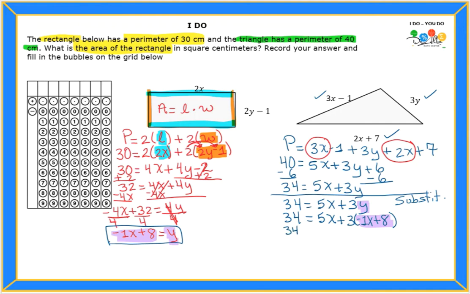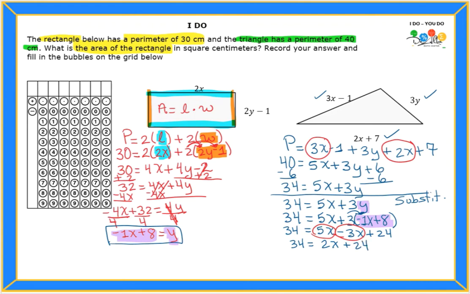So I still have the 34, and I'm still going to have the 5x. Now I need to do distributive property, and that gives me a minus 3x plus 24. Okay? So what I need to do now is combine like terms. Notice how now I have only my x's. There's no more y. And that's the whole idea of a substitution. You want to make sure that your equation is going to be in terms of only one variable, not two. Okay? So my next step is going to be 34 equals 5x minus 3x is 2x plus 24.